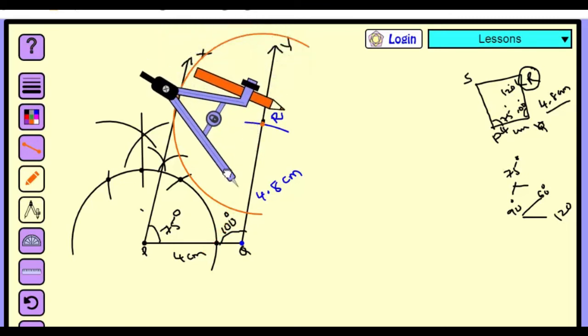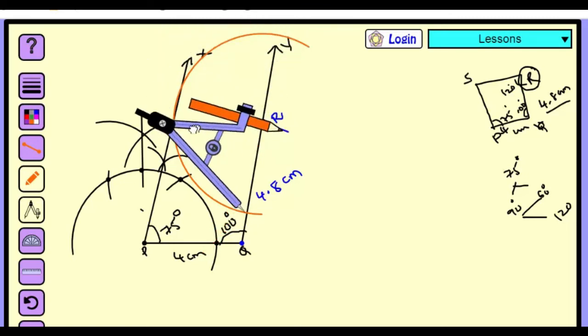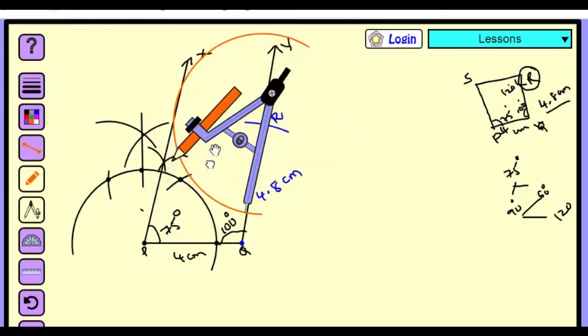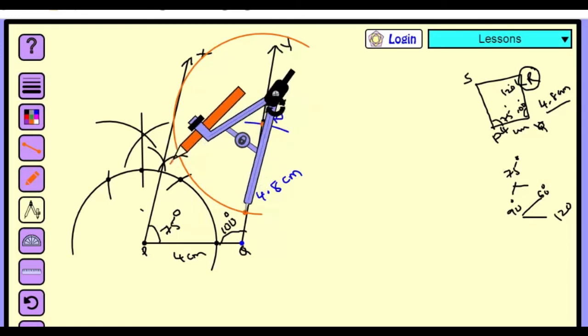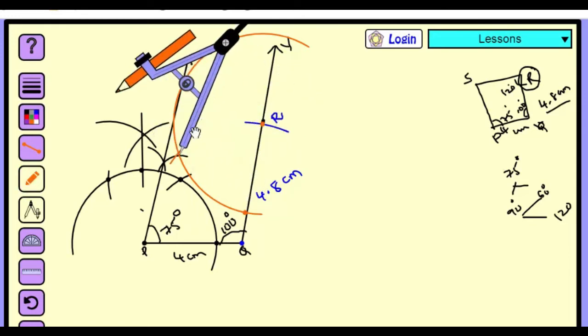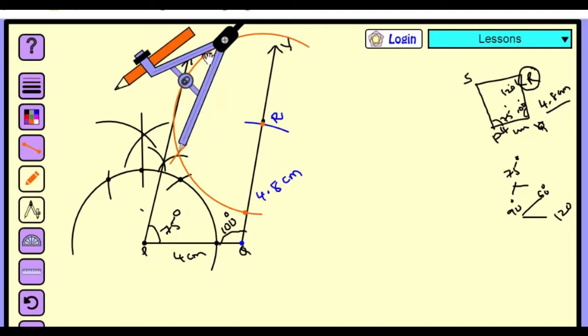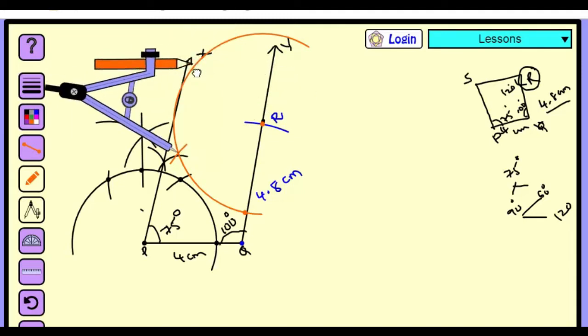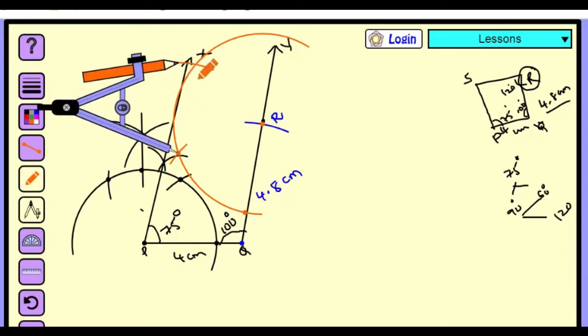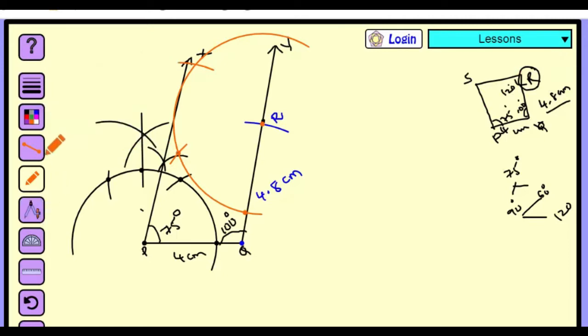Now with this center, draw another arc which cuts the previous arc at the point marking 60 degrees. This arc shows the 60 degrees. Now with the same radius, again with the 60 degrees point as the center, draw another arc which cuts the previous arc at the point marking 120 degrees. Now this point indicates 120 degrees. Now remove the compass and take a scale and draw a ray.